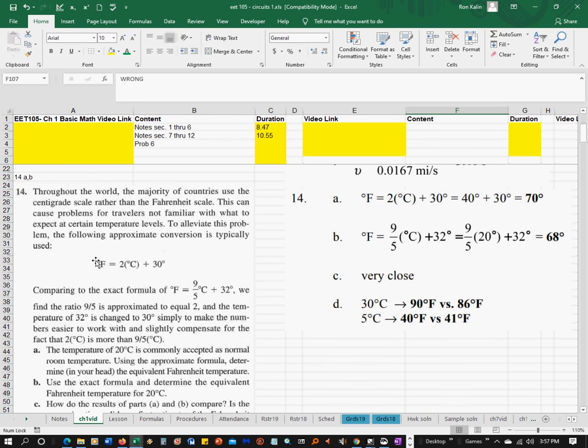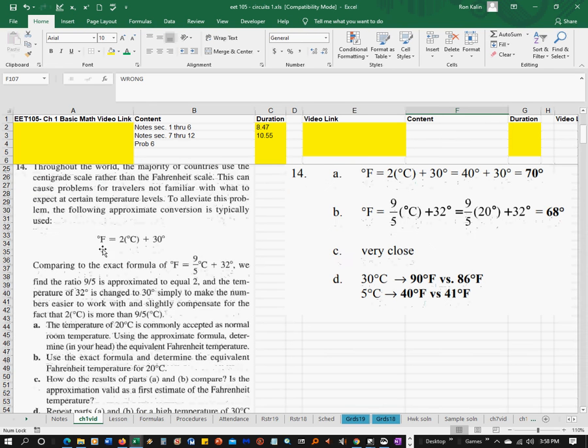Problem 14. Throughout the world, the majority of countries use centigrade rather than Fahrenheit. This can cause problems for travelers not familiar with what to expect. To alleviate this problem, the approximate conversion is simple. It's typically used: degrees Fahrenheit equals 2 times degrees C plus 30. And then this is the exact formula here: degrees Fahrenheit equals 9/5 C plus 32. This is just easier to do in your head.